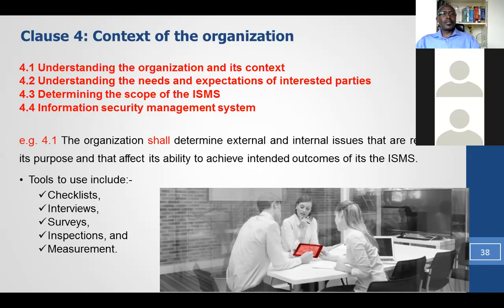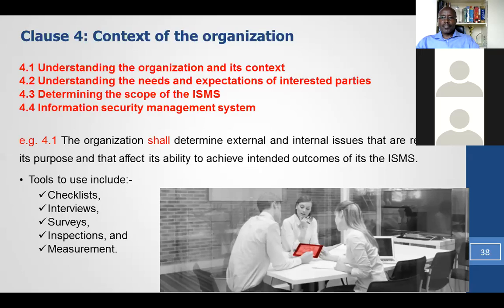So as an example, if we take one of the clauses, let's see how we can implement this. How can we ensure that we comply with the standard as far as 4.1 is concerned? 4.1 tells us that the organization shall determine external and internal issues that are relevant to its purpose and that affect its ability to achieve the intended outcomes of its ISMS.